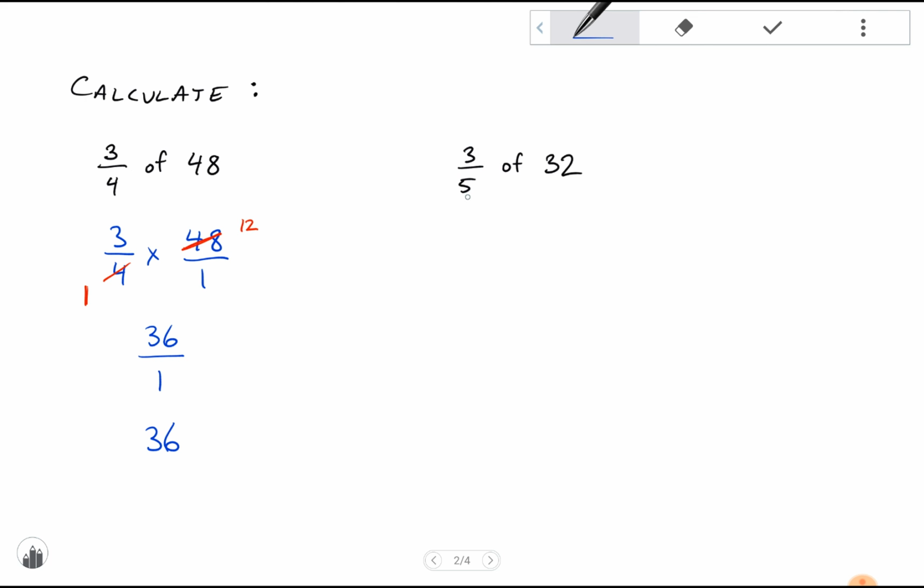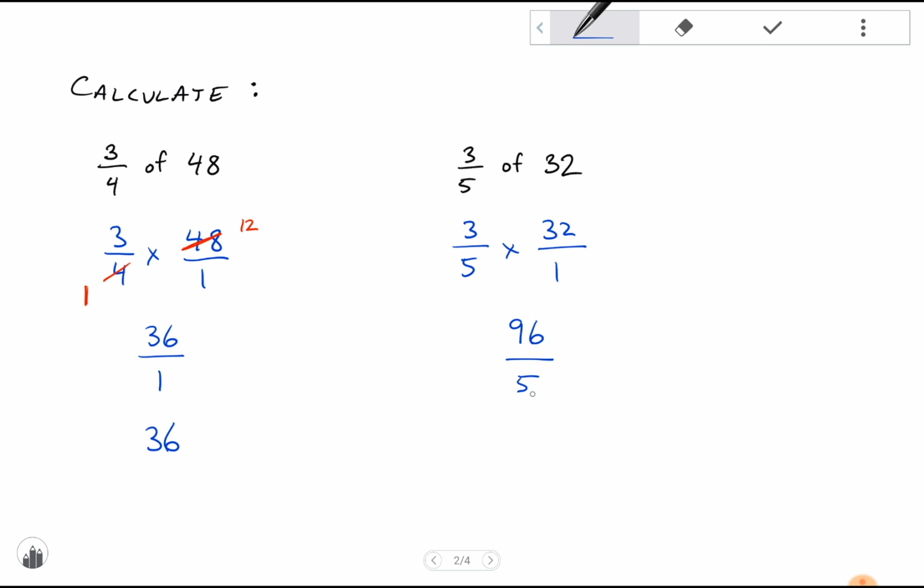Let's calculate 3/5 of 32. So again, it's the fraction times the whole number. And then 32, if we want, we can write it as 32 over 1. 3 times 32 is 96. You'll note that I didn't cancel anything on the diagonals because I couldn't. I can't simplify 5 and 32 or 3 and 1. The denominator here is 5 times 1, so that's 5. Okay, so 96 over 5.